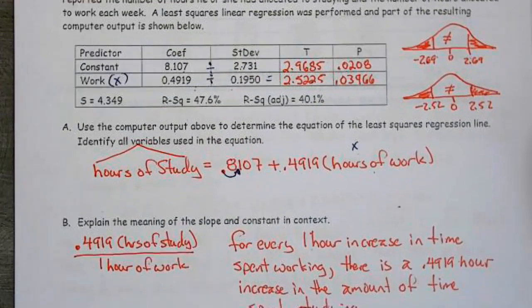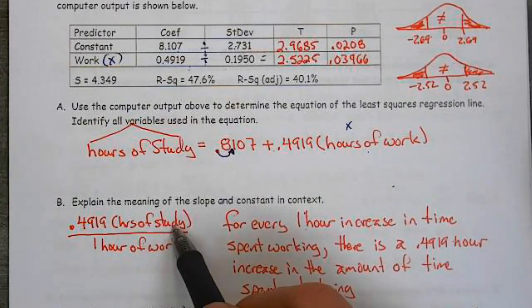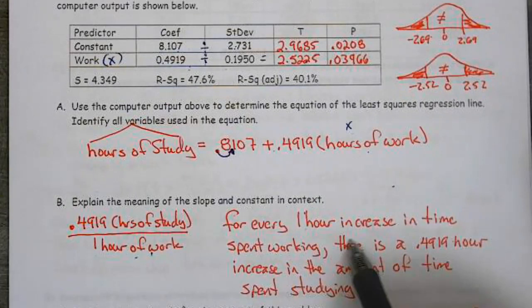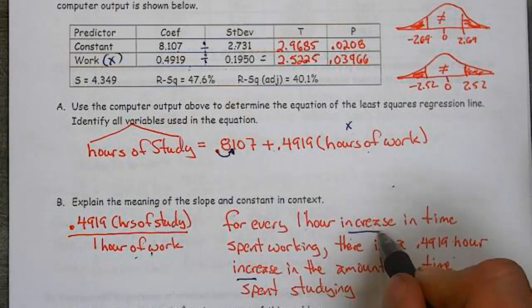Explain the meaning of the slope. Well, slope is 0.4919 hours of study over 1 hour of work. So for every 1 hour increase in time spent working, there's a 0.4919 hour increase in the amount of time spent studying. And both are increases because it's a positive slope.